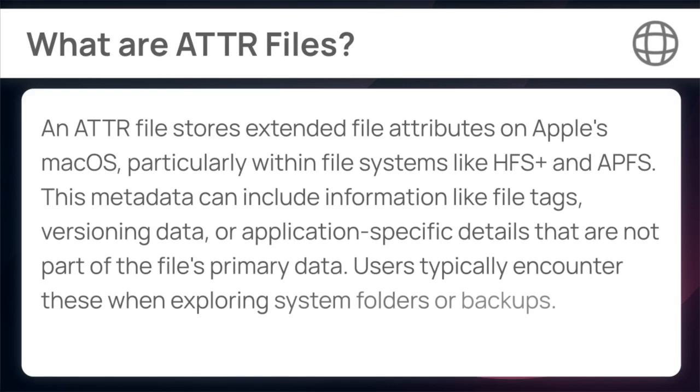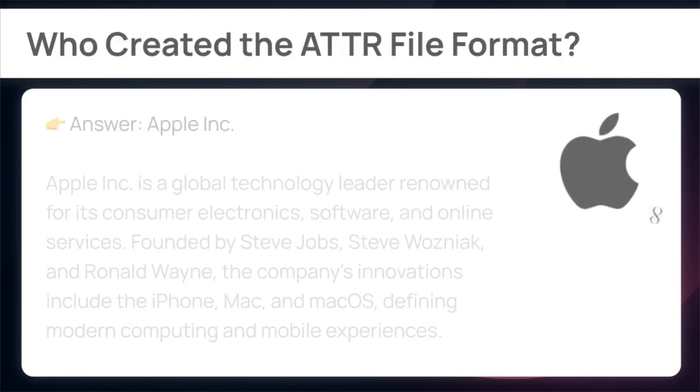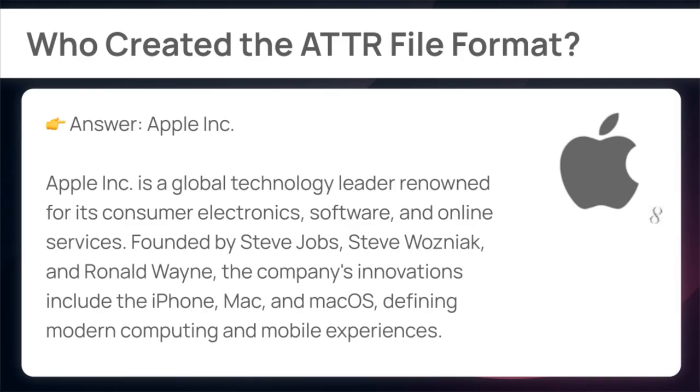An ATTR file stores extended file attributes on Apple's macOS, particularly within file systems like HFS and APFS. This metadata can include information like file tags, versioning data, or application-specific details that are not part of the file's primary data. Users typically encounter these when exploring system folders or backups.